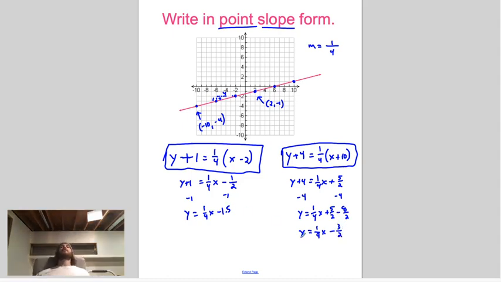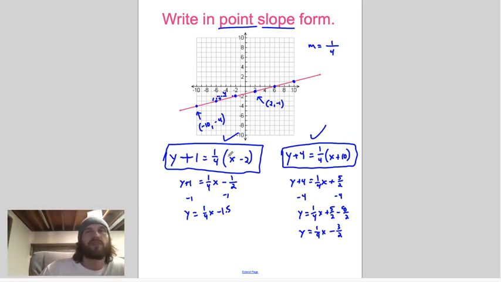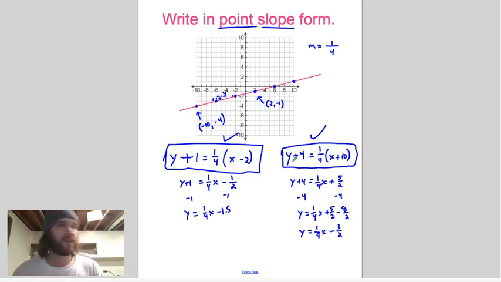So it doesn't matter which point you pick, you're going to get the same line in slope-intercept form if you were to convert. These are both correct based on the directions that you were given. Both of them are in simplified point slope form. If you'd left it as y minus -4, that's not simplified point slope form. So make sure you simplify that.